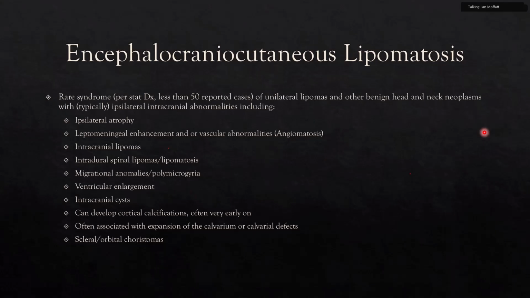So you can get atrophy, enhancement or vascular abnormalities, intracranial lipomas, intradural spinal lipomas or lipomatosis, migrational anomalies and polymicrogyria, ventricular enlargement, intracranial cysts, cortical calcifications, often very early on in life. They're often associated with expansion of the calvarium or calvarial defects, and you can have scleral or orbital choristomas.